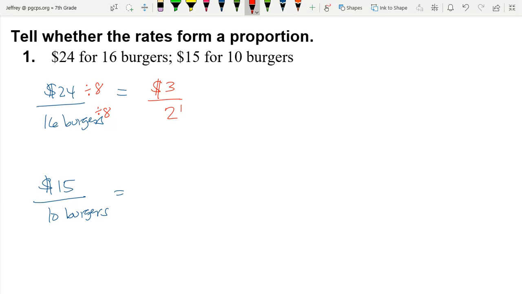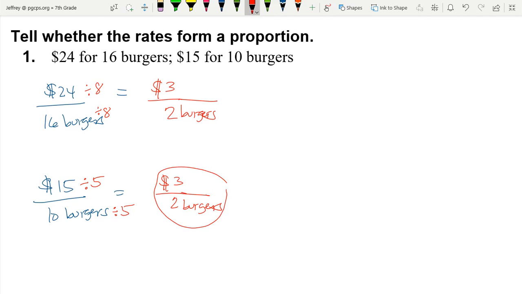So $3 for 2 burgers. Remember, if it's a rate, you always need to write the units of measure. How about this one? What is the common factor for 15 and 10? And you are right, it's 5. So 15 divided by 5 gives us $3, and 10 divided by 5 gives us 2 burgers. So it costs $3 for 2 burgers.